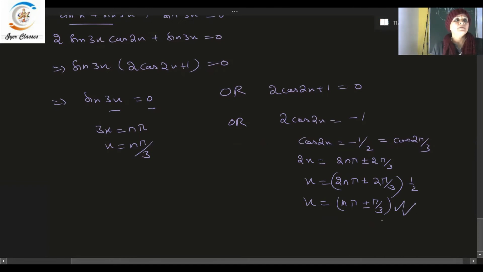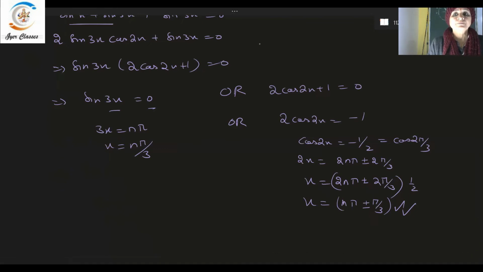Got this? This is the way you solve the equations. What is step number 1? If it is given in the sum form, the first and foremost thing you have to do is convert it into the product form, equate it to 0 and solve it. Got it? Step number 1, convert the sum into the product form and then equate to 0.